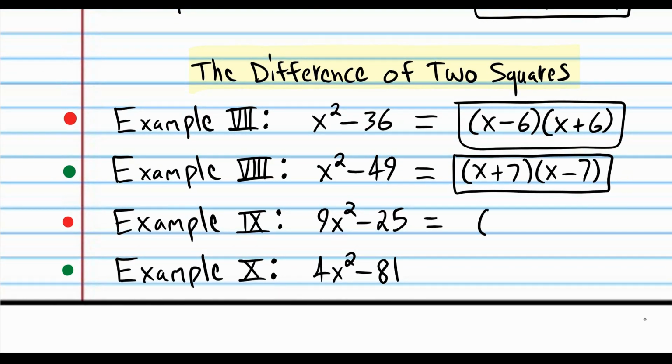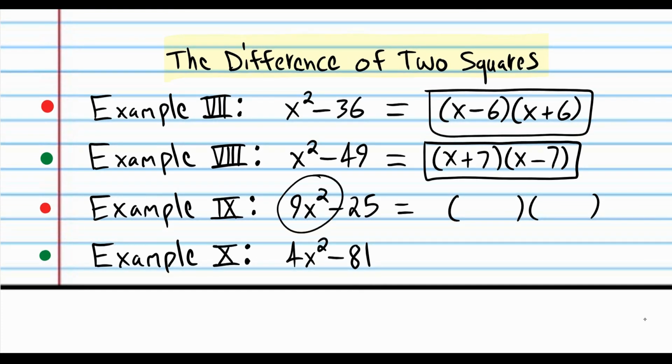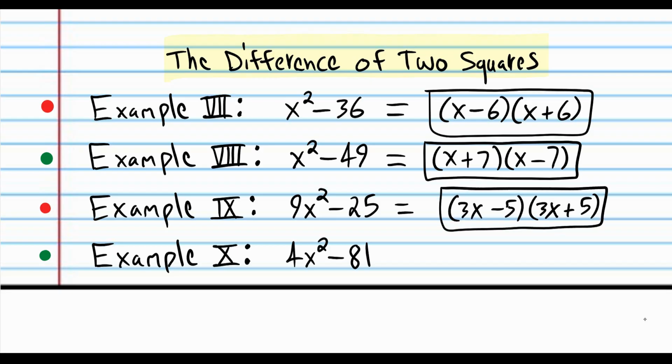So now we have a similar problem, except we have a coefficient on x squared, but it's the same situation. What number times itself is equal to 9x squared? Well, that's just going to be 3x. What number times itself is equal to 25? Well, that's just 5. And write a plus and a minus symbol. Again, it doesn't matter which binomial you write the plus or the minus on. So go ahead and try example 10, and when you come back, we'll do it together.